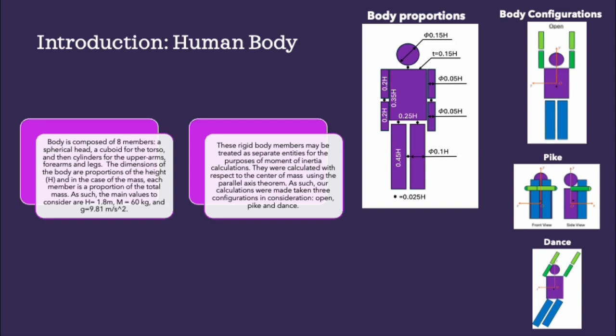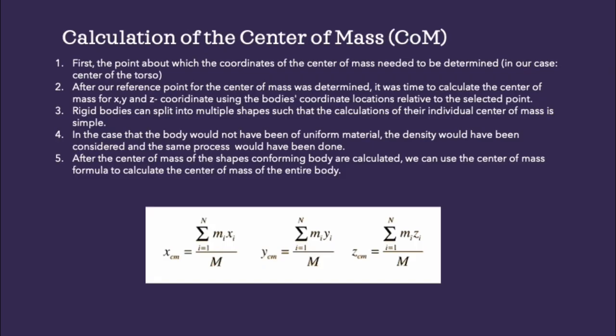As such, our calculations were made taking 3 configurations into consideration: open, pike, and dance. To the right, we can see the body proportions, which is the first image, and then the body configurations, which is open, the first one, pike, the second one, and the third one is dance.